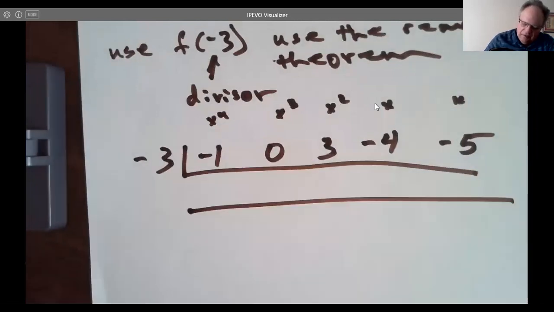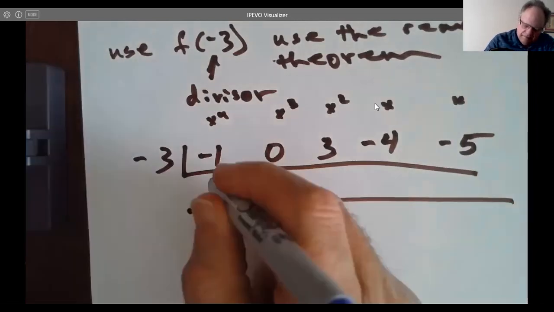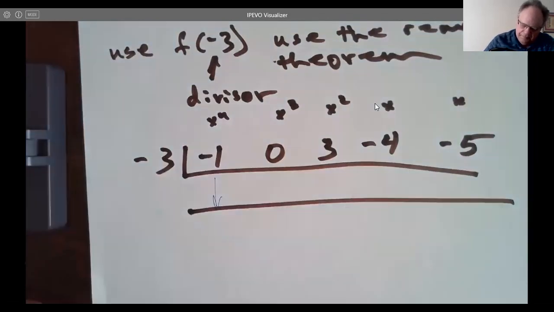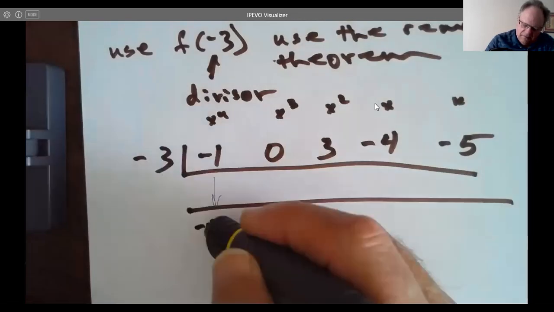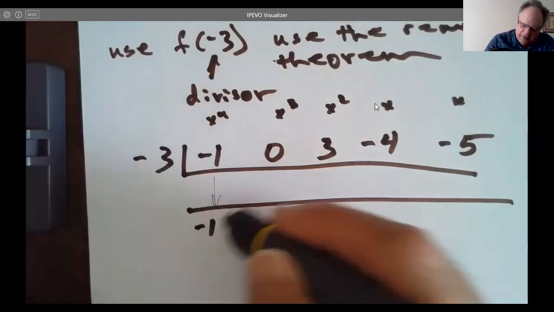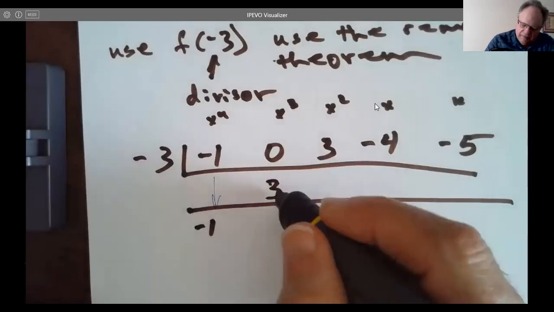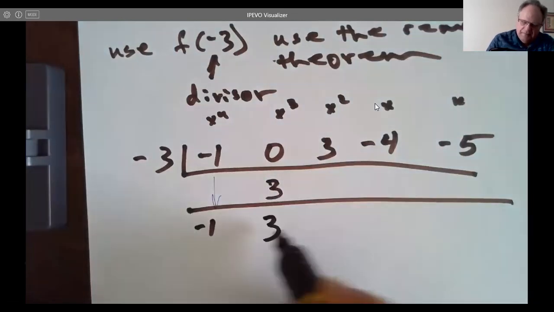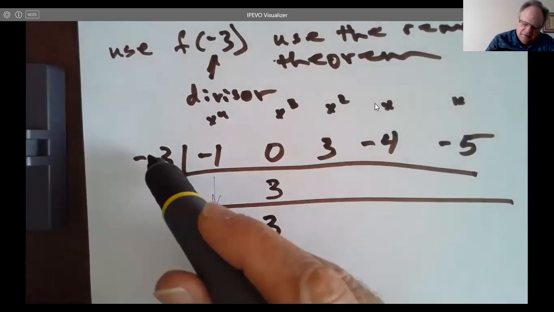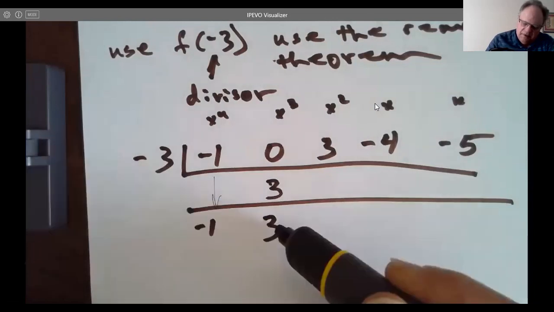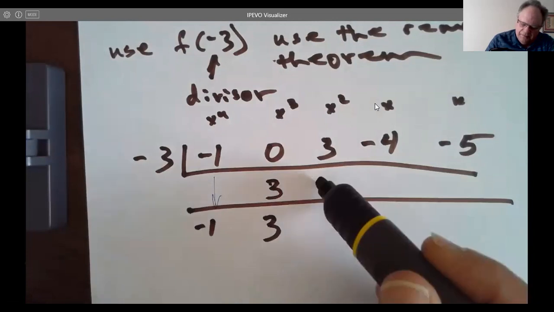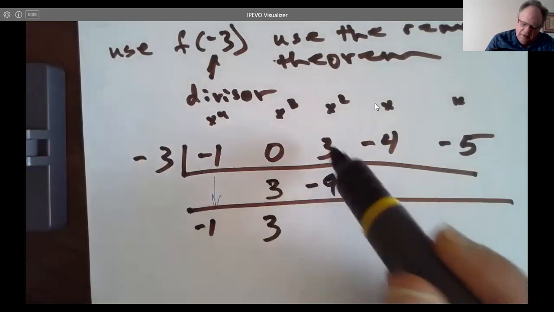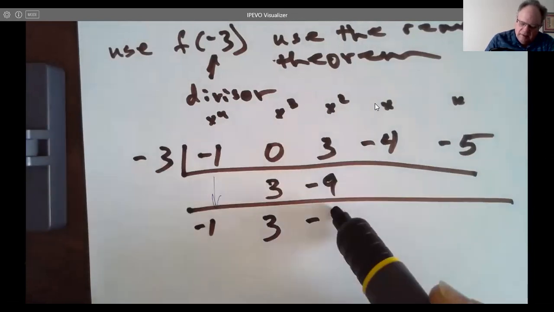So we drop the negative 1 down, and we multiply. Negative 3 times negative 1 is 3. 0 plus 3 is just 3. Then we multiply the divisor, negative 3, times the bottom number 3. We get negative 9, and put it in the second row. So we have a positive 3 and a negative 9. The signs are opposite, so we subtract. We get negative 6.